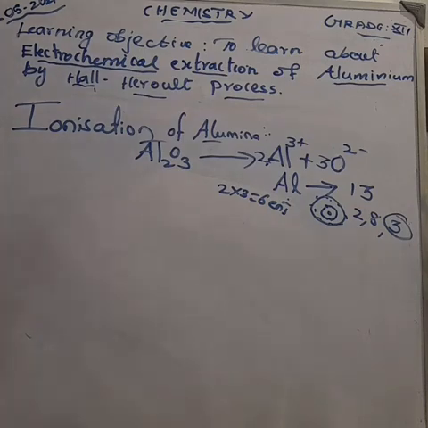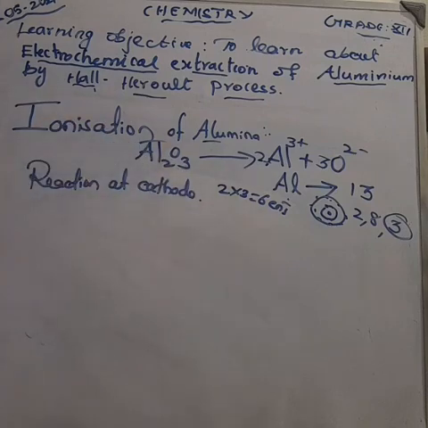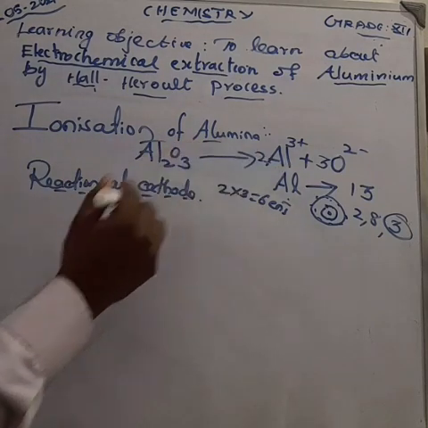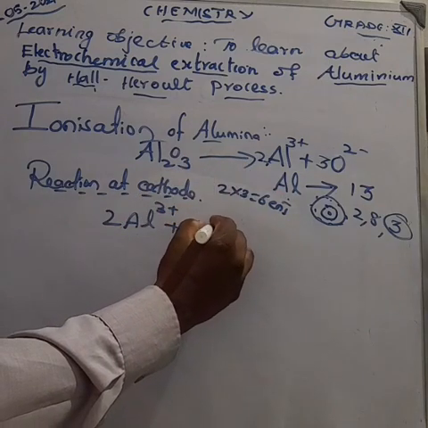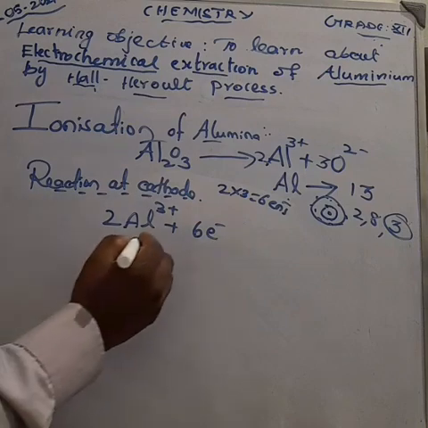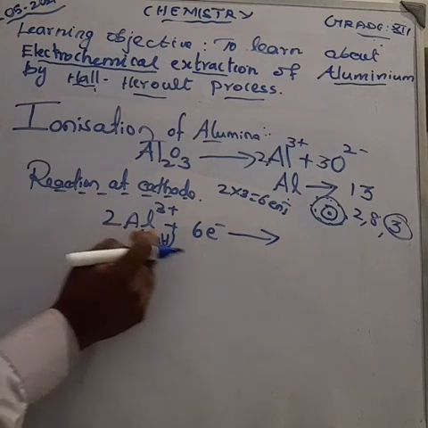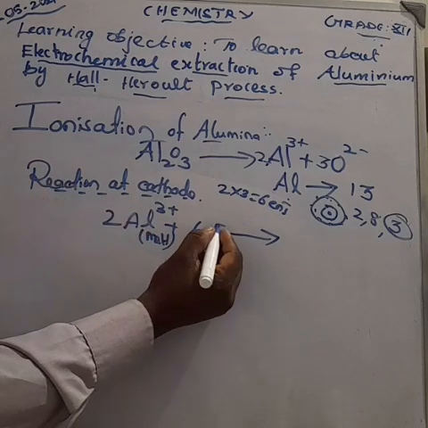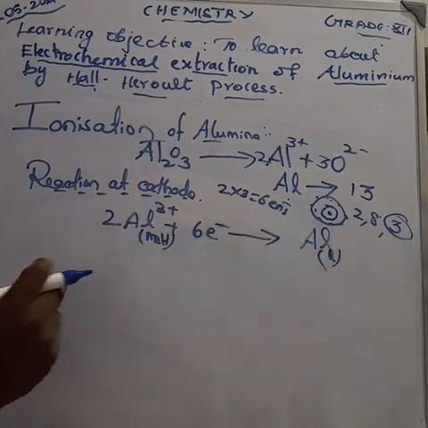So we have to write once again: the reaction at the cathode. Write 2 Al3+. 3 plus is for 1 aluminium, so 2 aluminium means we write 6 electrons. This is the fused state, so we write melt. 1 aluminium is 3 electrons, 2 aluminium is 6 electrons, and the charge of the electron is minus. We get aluminium metal, Al, in liquid state. How much aluminium is there? 2.